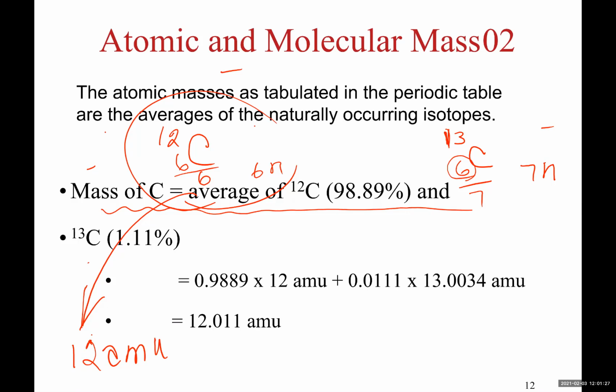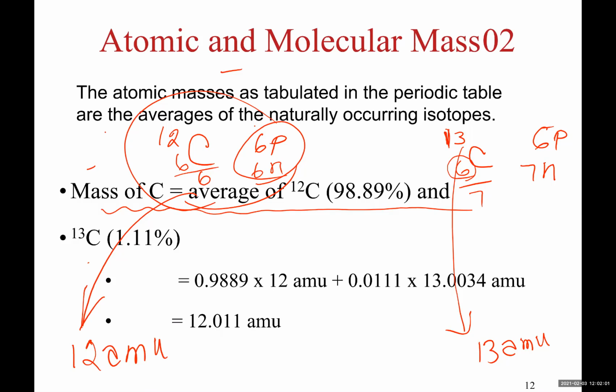Why? Because it has got 6 neutrons and 6 protons. Mass of 1 proton is almost the same as mass of 1 neutron. It's almost the same as 1 AMU. So 12 AMU in this case. Here, the mass is 13 atomic mass unit because you have got 7 neutrons and 6 protons. Each one of these, 1 AMU, add them together, you get 13 AMU.